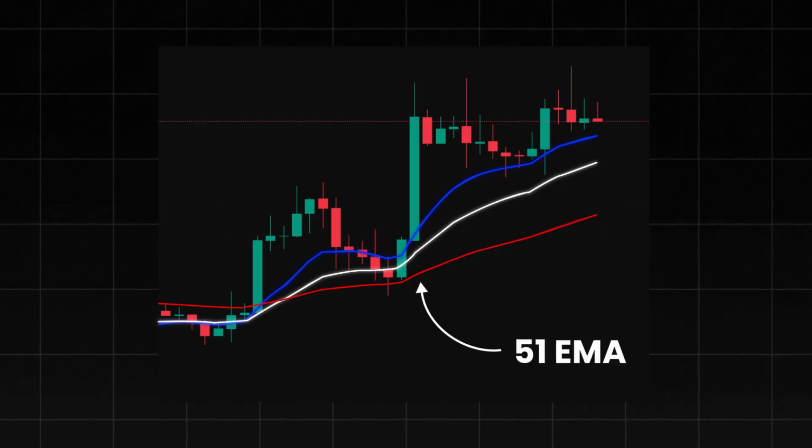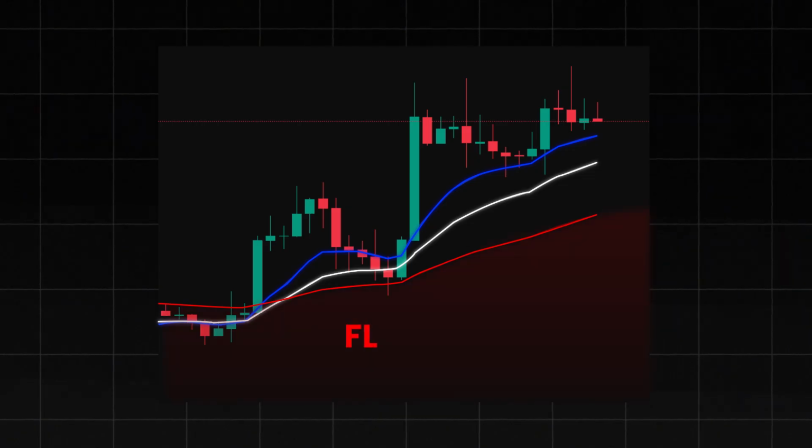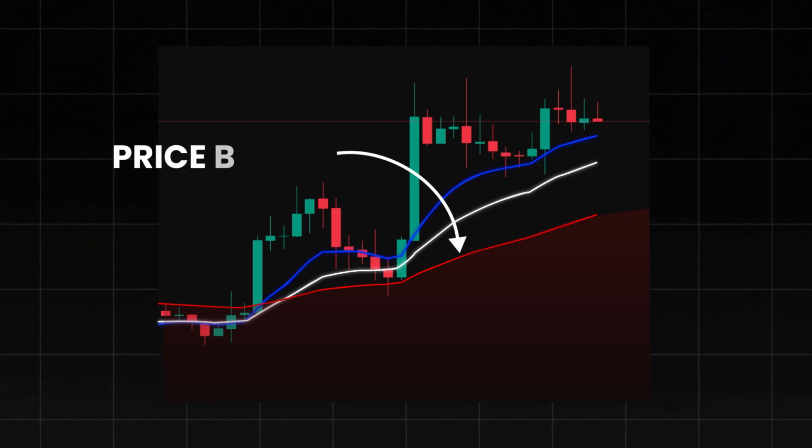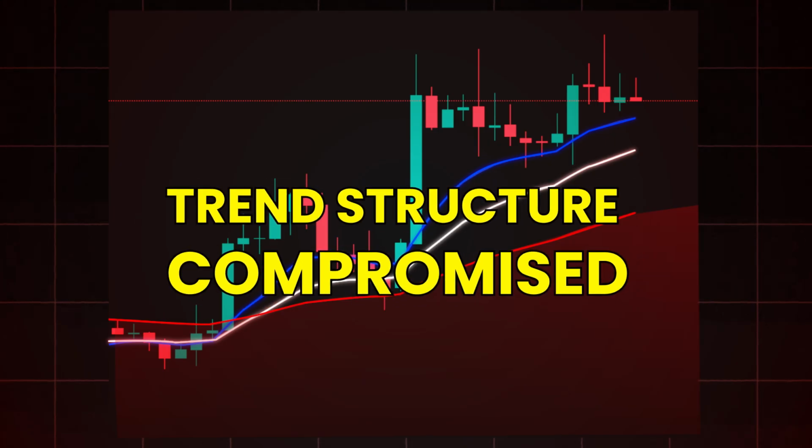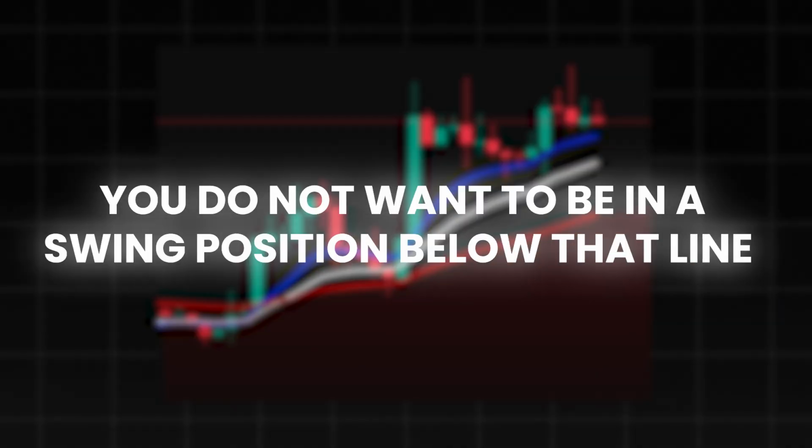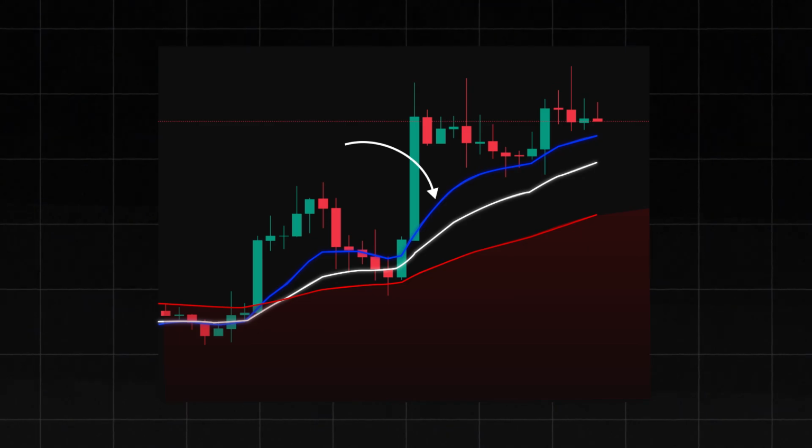And the red line is the 51 EMA. Think of this one as the floor. Nothing good happens below it. If price drops under the 51 EMA, the trend structure is compromised and you do not want to be in a swing position below that line. So the visual setup is simple. Blue is 11, white is 21, red is 51.